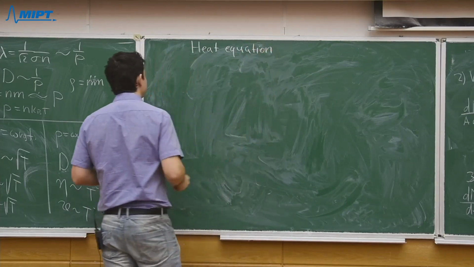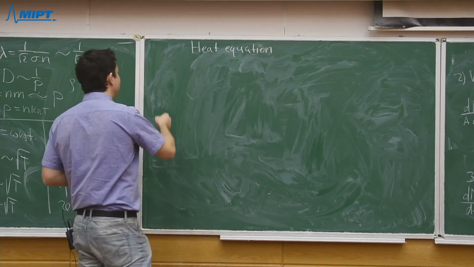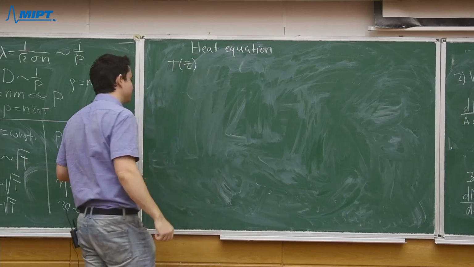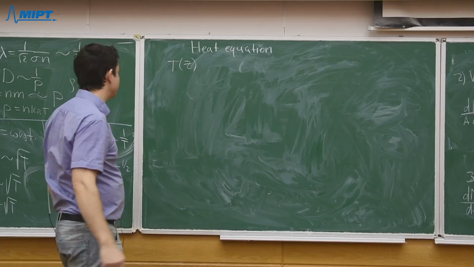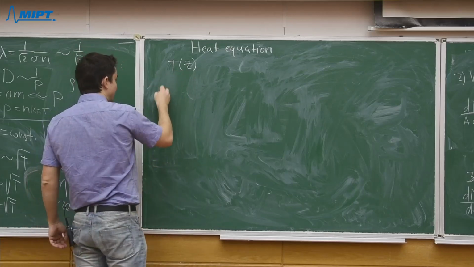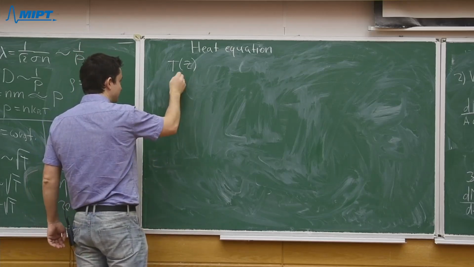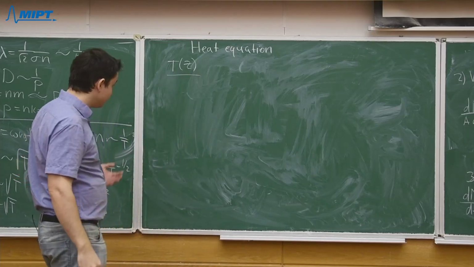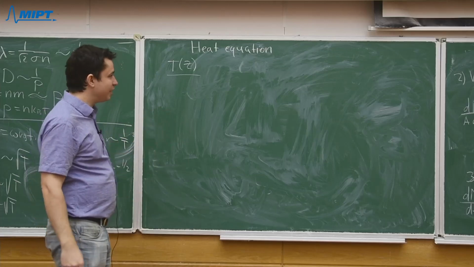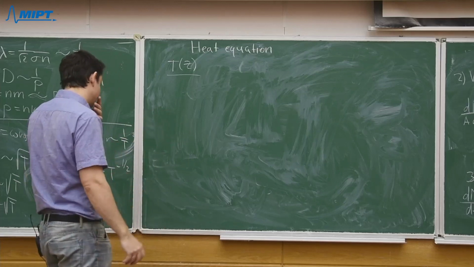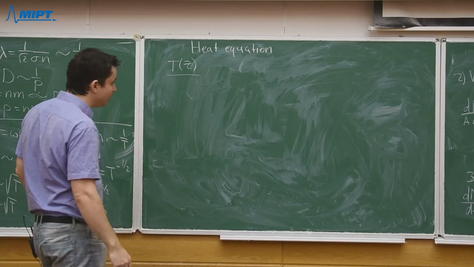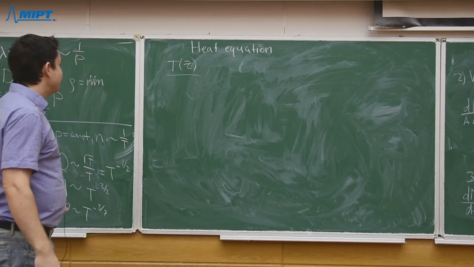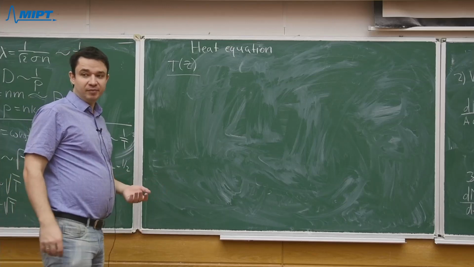So let's assume that we know how initially the temperature has been distributed in our system. We know the temperature distribution T of z. And we know that if the temperature is not constant, there would be some flow of energy from one part of the system to another one. What we aim to determine here is how the temperature would change with time.